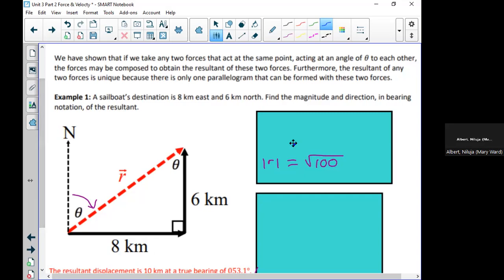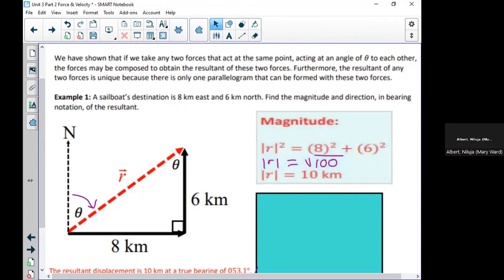So I'm just going to, are we on pointer mode? So I'm going to reveal that. There we go. So I'm plugging it into the Pythagorean theorem. R squared is equal to 8 squared plus 6 squared. In order to go from R squared to R, I have to take the square root of the sum. And that's how I get the magnitude of my resultant, which is 10 kilometers.